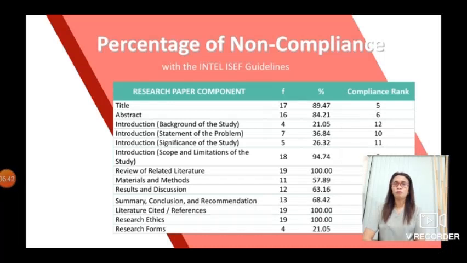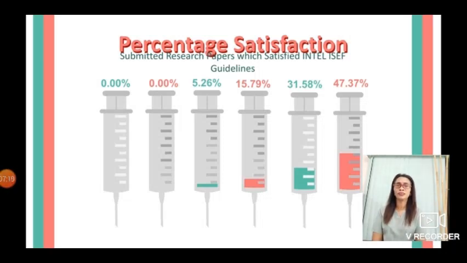For the percentage of non-compliance, Table 2 shows the review of related literature and literature cited or references had the most number of non-compliance, which is 100%, followed by scope and limitation and research forms, 94.74%, and writing the research title, 89.47%, respectively. For the submitted research papers which satisfy INTEL ISEF guidelines in terms of percentage satisfaction, Table 3 shows that none of all the SIPs was fully compliant, meaning none completely satisfied INTEL ISEF guidelines.